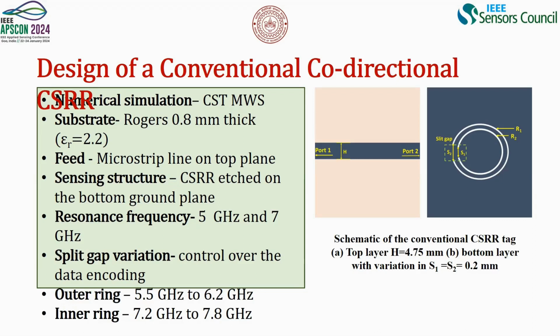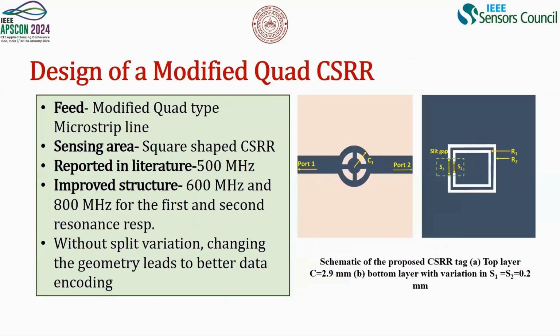And we will see that for the outer ring split gap variation, we have around 600 to 700 megahertz of band allocation. And for the inner ring, there is around 600 megahertz of band allocation. Now for the modified quad complementary split ring resonator, here we have modified the microstrip line into a quad bridge kind of structure. And instead of the circular CSRR, we have made a rectangular co-directional CSRR in the ground plane. And what happens is that this gives improved performance.